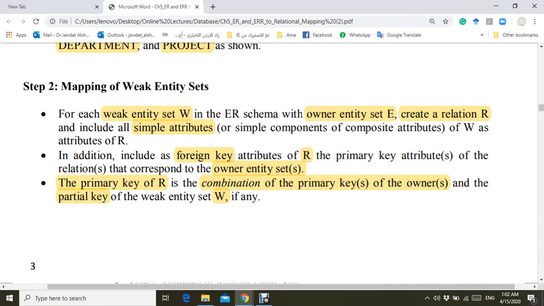We put his key as a foreign key in the mapping. So the primary key will become the foreign key that comes from the owner entity plus the partial key of the weak entity. It's the combination of both. And if there are any more attributes of the dependent entity, we add them to the relation dependent, or to the weak relation in general.